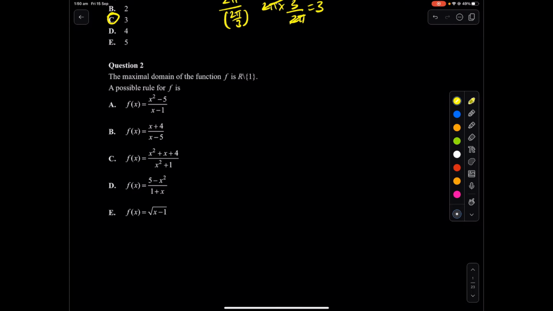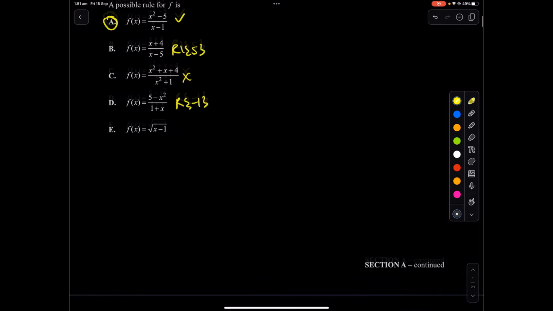The maximal domain of the function is all reals with the exception of 1. A possible rule for this is, okay, look at the denominator. This is one of the easiest questions because we know that the denominator cannot be equal to 0. And this one, if x minus 1 equals 0, x equals 1, so all reals with the exception of 1. So A is the only one that looks like it would, so A has that domain. This one has all reals with the exception of 5, nope. This one, absolutely not. This is all reals with the exception of -1. And this is absolutely not. So only A would be the best one for that one.